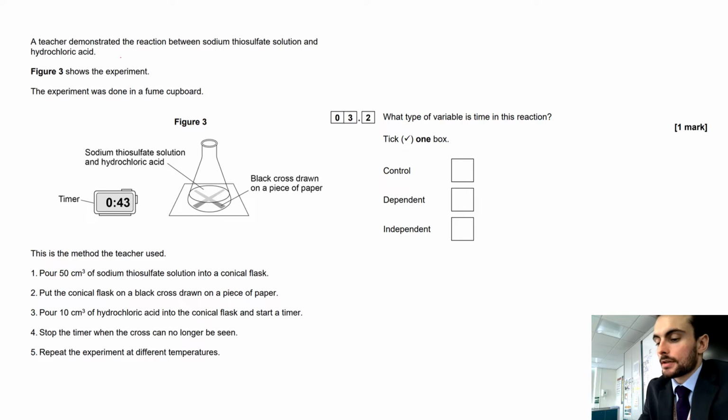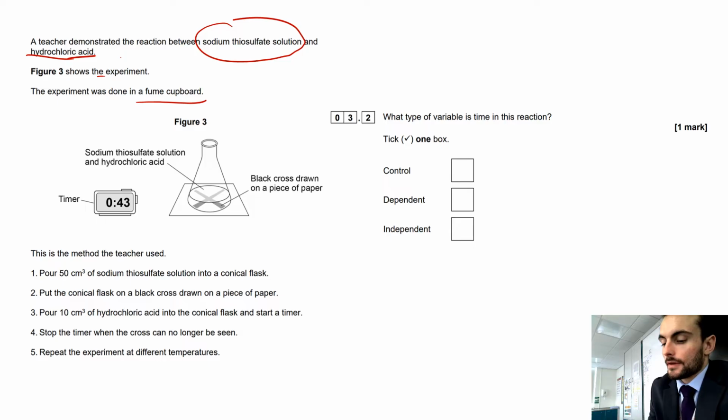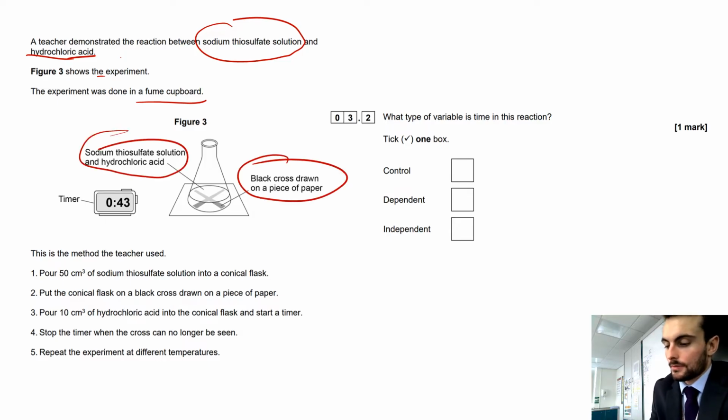A teacher demonstrated the reaction between sodium thiosulfate solution and hydrochloric acid. So you should hopefully be familiar with this practical setup. It shows the experiment was done in a fume cupboard, with sodium thiosulfate and hydrochloric acid. It's the one where you look at the cross, you wait for the cross to disappear, you time it, see how long it takes. This is the method used.